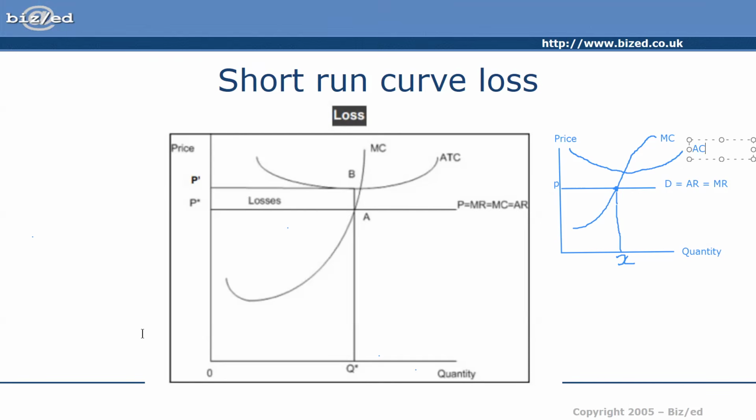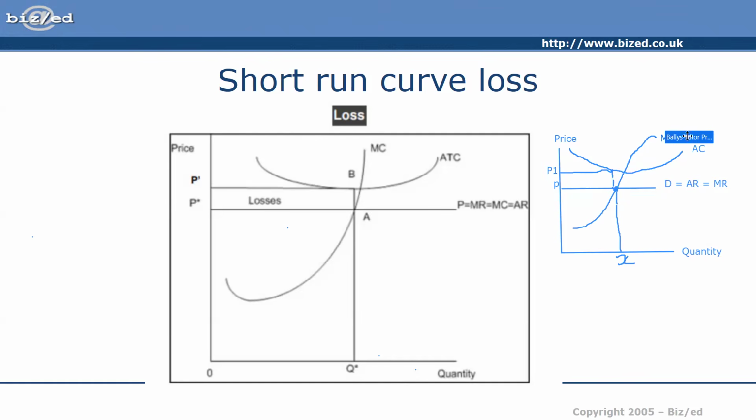at this point, my average revenue is down here, but my average cost is up here. So my average cost is actually higher than my average revenue at this point, when marginal cost is equal to marginal revenue. That's why it's considered a loss. Do you understand the difference between the normal profit and the loss? Yes, sir.